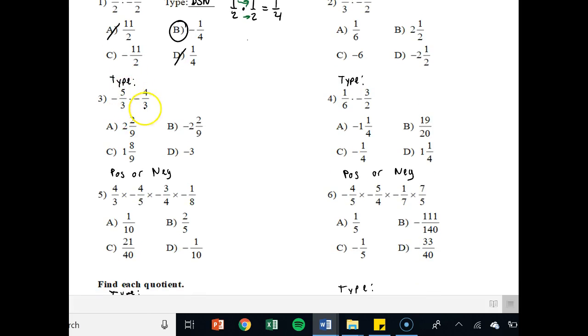It says, what's the type here? Well, this is an SSP, same signs positive, since they're both negative. There's nothing to cross cancel between 3 and 4 and 5 and 3, so just multiply straight across. That gives you 20 over 9.